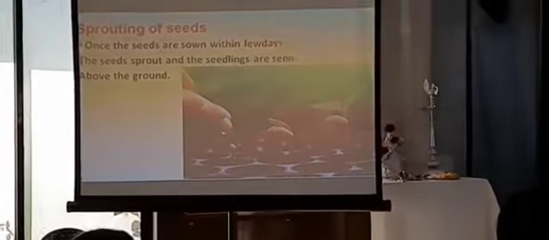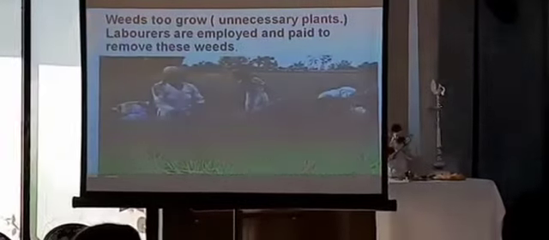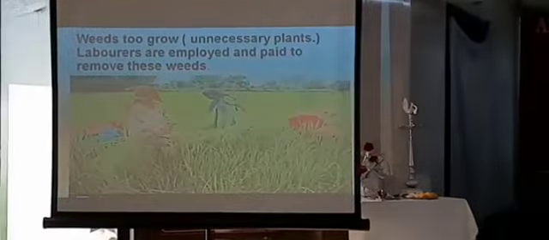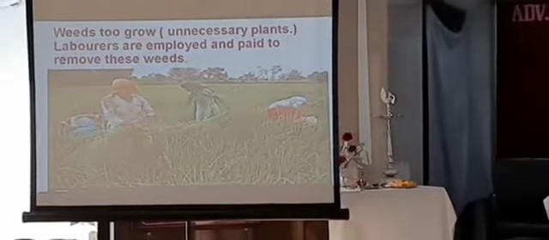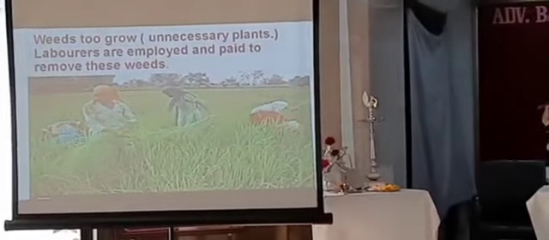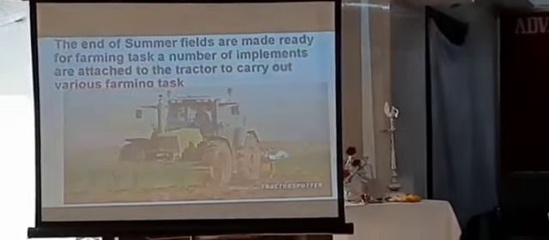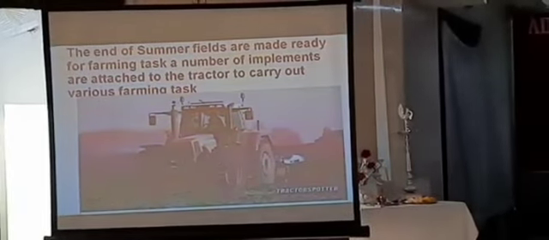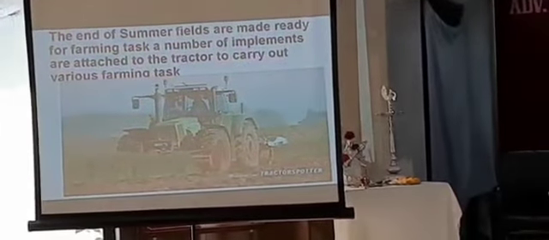As you can see in the image, weeds also grow along with it. Now, what are weeds? Weeds are the unnecessary plants. There are laborers that are employed and paid to remove these weeds. The end of some plants are made ready for the farming task. A number of implements are attached to the tractor to carry out the various farming tasks.